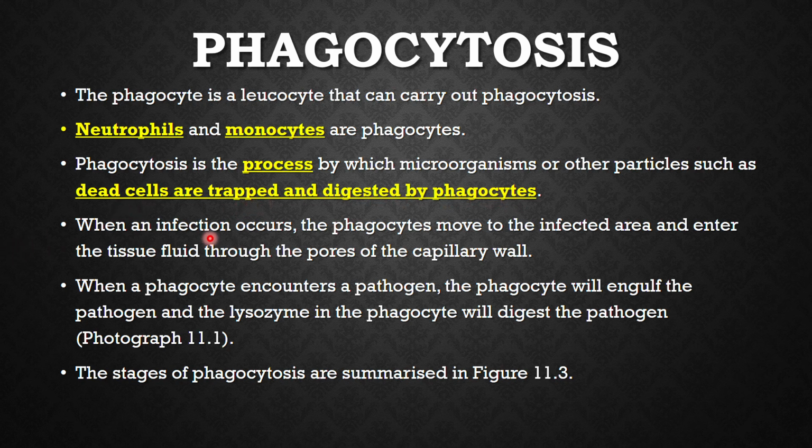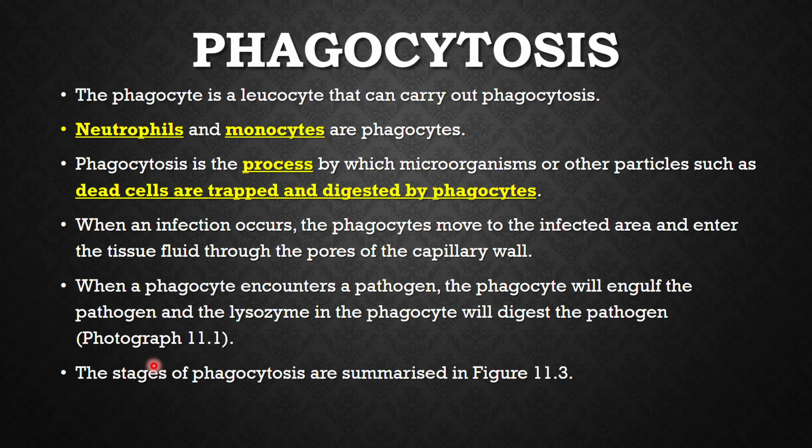So when an infection occurs, the phagocytes will move to the infected area and they will enter the tissue fluid through the pores of the capillary wall. So when a phagocyte encounters a pathogen, the phagocyte will eat up, engulf the pathogen, and the lysozyme, which is a type of enzyme in the phagocyte, will work to digest or to lyse the pathogen.